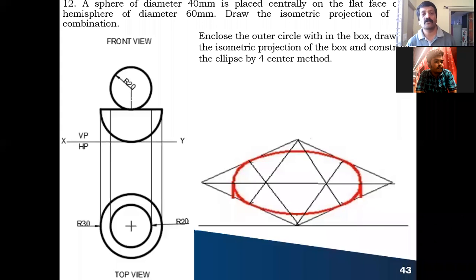So once the front view and top view are completed, first let me draw the isometric projection of the hemisphere. Above that, I will be placing the sphere. So before starting this, you enclose this outer circle within the box. So after this, as usual, you draw the horizontal projector line. You take any one point here, draw a 30-degree line on either side. You know this.